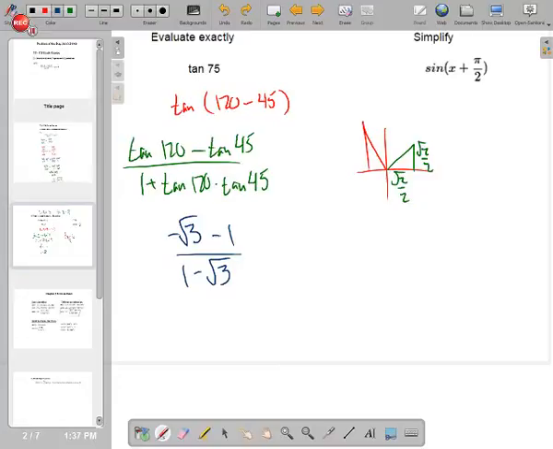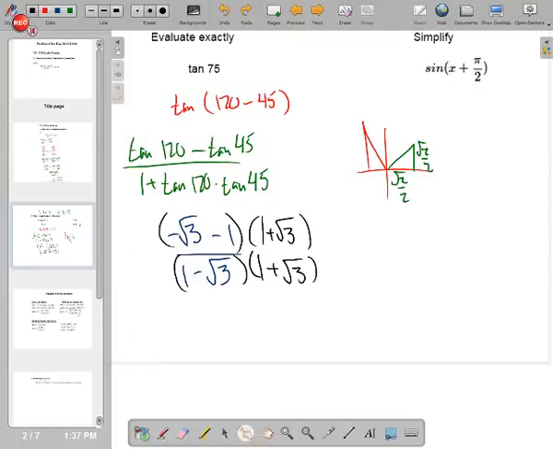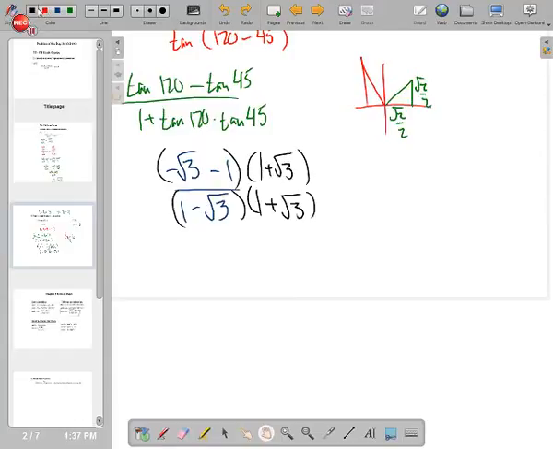It's negative because, again, tangent of 120 is negative in the second quadrant. Now you have a good looking answer, but it's got a radical in the denominator, so we're going to rationalize it. The way we do that is we multiply by what's called the conjugate. So you take these two terms, 1 minus radical 3, and you multiply them, but you put a plus sign in the middle. This will clean up very nicely, and that's kind of the point.